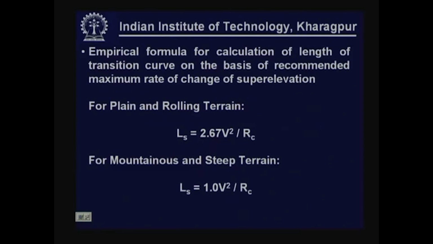These two are different because the acceptable rate of introduction of super elevation is different for plain and rolling terrain as compared to mountainous and steep terrain. In the first case, it is 1 in 150, in the second case, it is 1 in 60. So, therefore, there are two different empirical formulas. These empirical formulas are also sometimes used to check the length of the transition curve, and the actual recommended or design length should be higher than this calculated length.